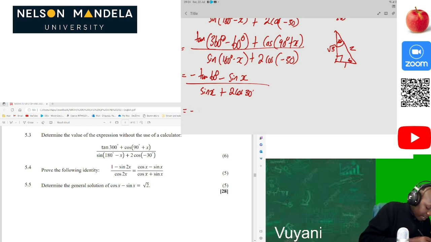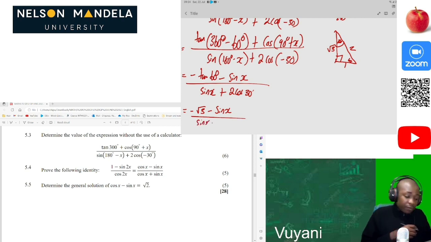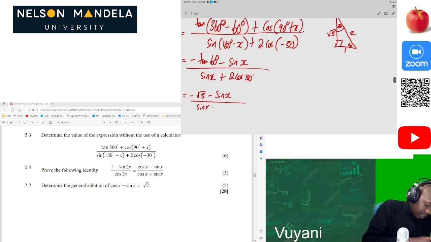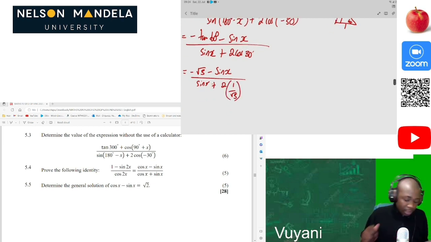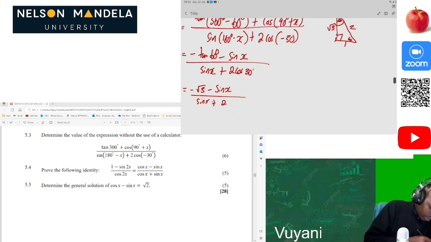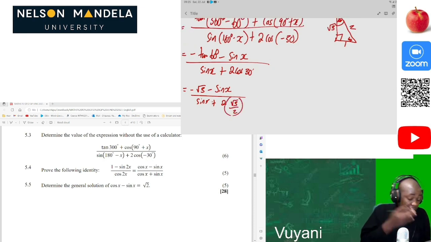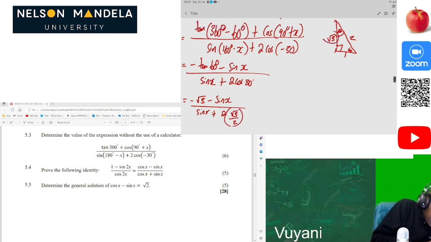So in this instance, we have our negative root 3 minus sine of x divided by sine x. Then what is cos of 30? Cos of 30 will be 1 over root 3. Okay, so plus 2 times 1 over root 3. Then after that we can solve this problem because everything is already good for us. Oh sorry, it's root 3 over 2, not 1 over root 3, because this is 30, so it's going to be adjacent over hypotenuse.